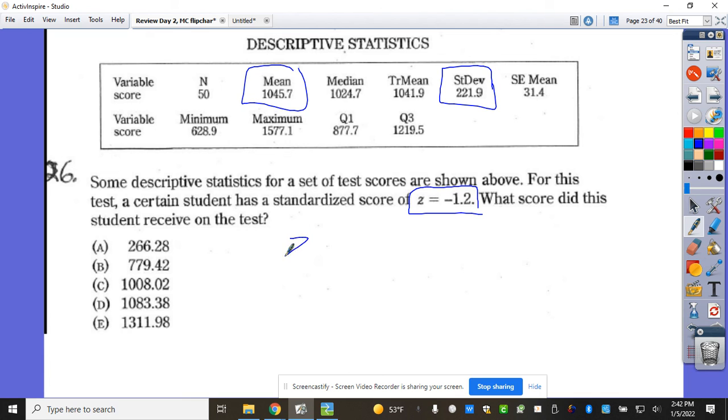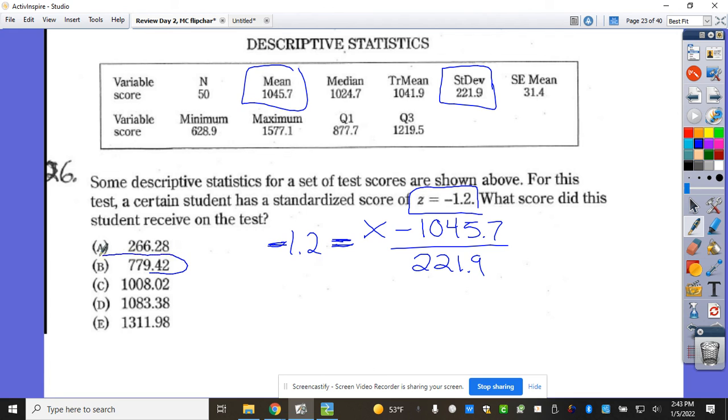So, I guess I'll start from the value. I am solving for my value. What is the mean? Divided by the standard deviation. And then I'm just doing the math there, so I'm doing negative 1.2 times 221.9 and then adding 1045.7 and you end up getting this as your answer.